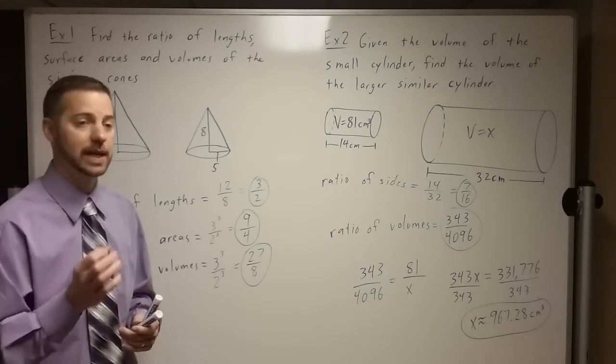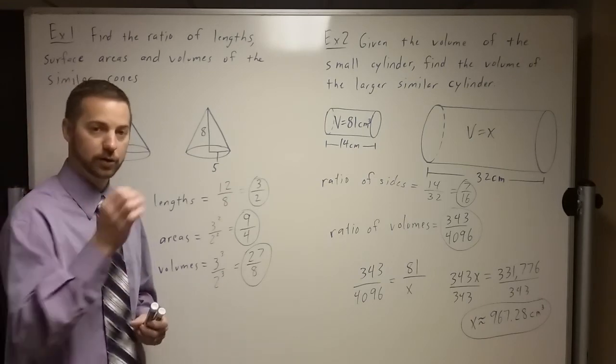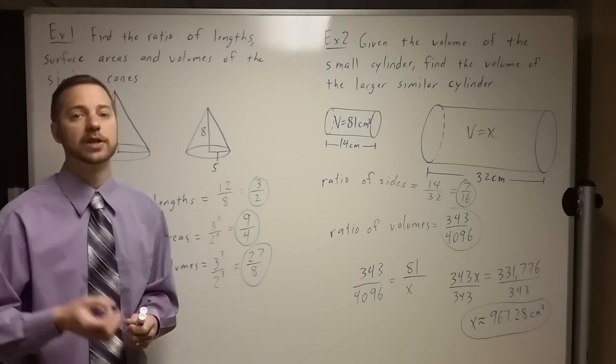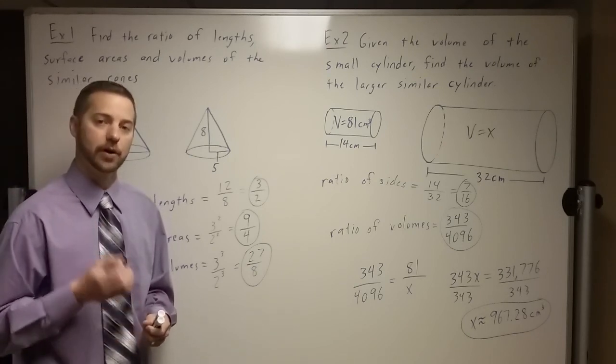The big takeaway from this is whenever you have a ratio of lengths, you need to square that ratio to get the ratio of areas. You need to cube that ratio to get the ratio of volumes. That's really at the heart of this whole thing.